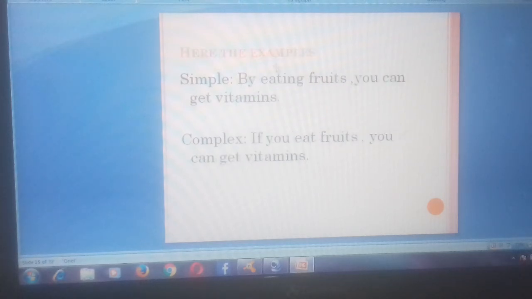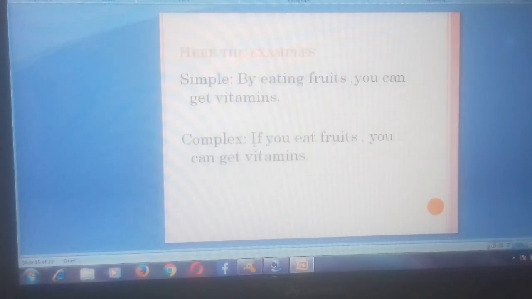Another example, "By eating fruits you can get vitamins." To transform it into complex we have used the conjunction "if", and it has become a conditional sentence. "If we eat fruits you can get vitamins."